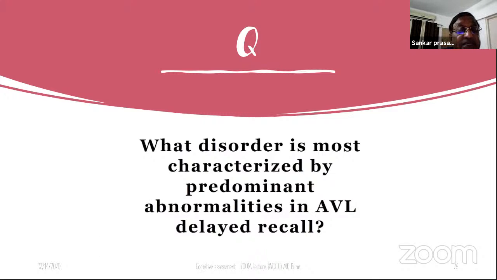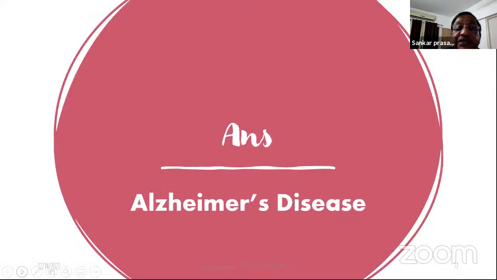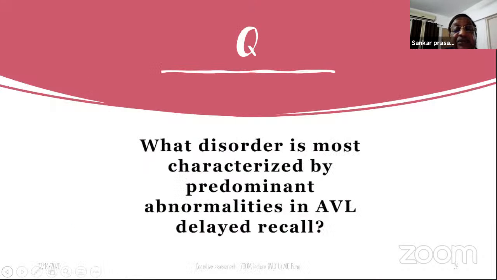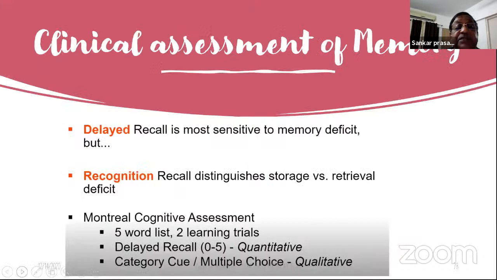What disease do you commonly see? That is Alzheimer's disease. These are the problems in Alzheimer's disease: anterograde learning is disturbed. You can do a paired associate learning test, and there are many other verbal tests. But as I said in the brief screening test, you give at least 6 nouns and ask him to remember. This is Alzheimer's disease. Delayed recall is most sensitive to memory deficit. Recall distinguishes storage and retrieval deficits. So you have to know what the encoding, storage and retrieval problems are.